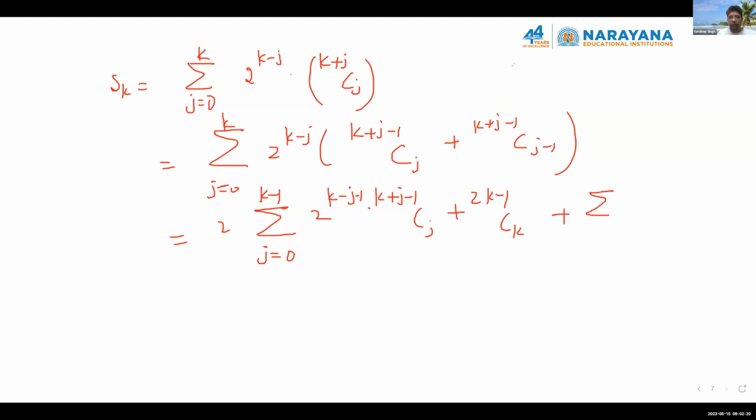And the second term, obviously, the summation will start from 1, because if you split it, it will start from 1 because J minus 1 is there. So it will start from J equal to 1 to K. Is everyone getting this point? 2 power K minus J into K plus J minus 1 C J minus 1. Right? Please check this. Is it clear? Yes.